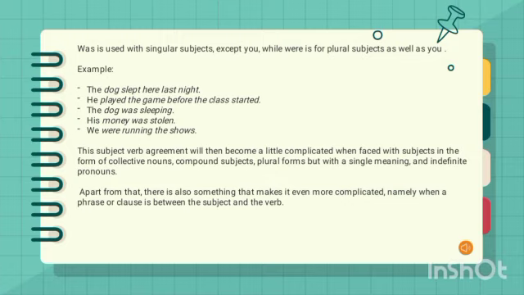Subject-verb agreement will then become a little more complex when faced with a subject in the form of a collective noun, compound subject, plural form but with a single meaning, and indefinite pronouns. Apart from that, there is also something that makes it even more complex, namely when a phrase or clause is between the subject and the verb.